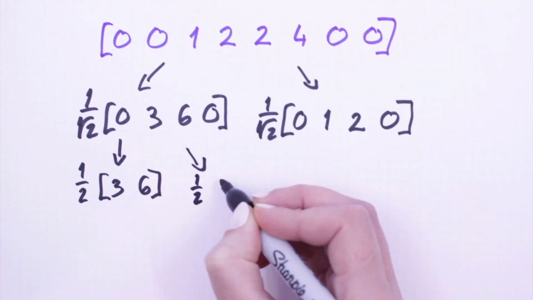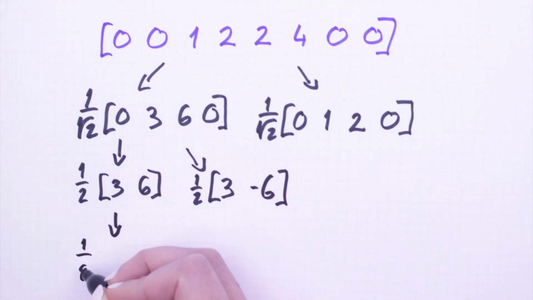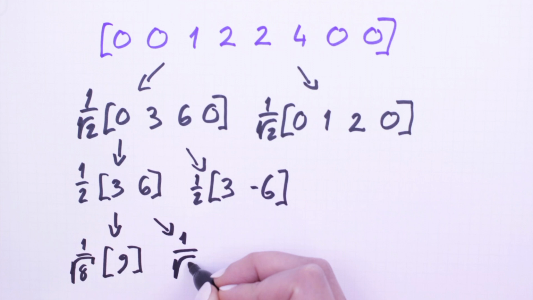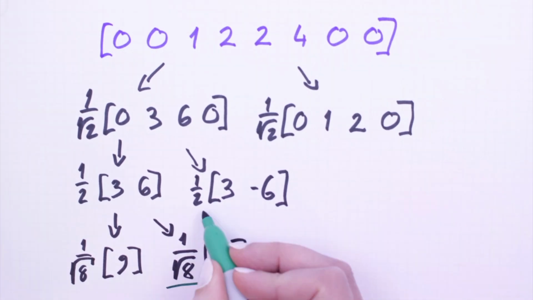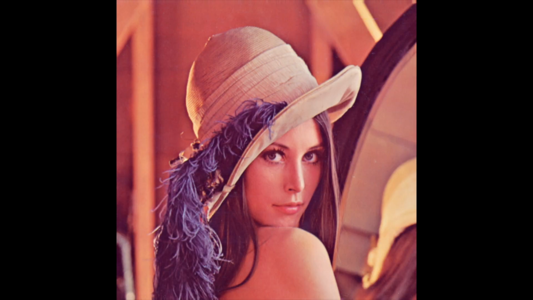We then average again over the average signal and calculate the rougher details, and we then keep going on until we have averaged over the whole signal. Now, these details that we have on the right-hand side are called the wavelet coefficients. We can now move to 2D images.